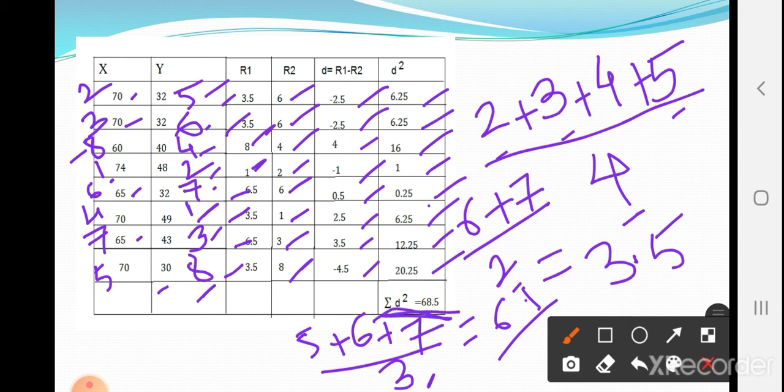So summation D square, that is the total of all the values of D square. So summation D square is 68.5.